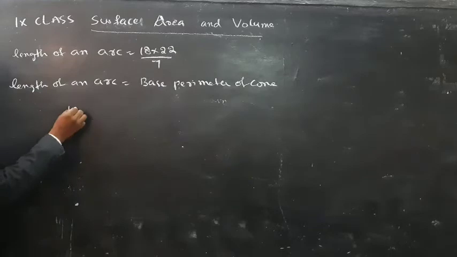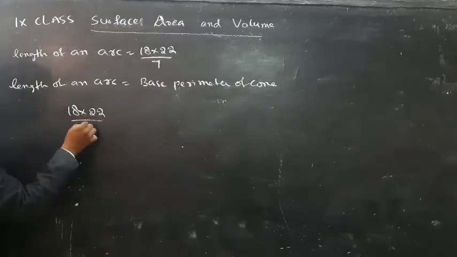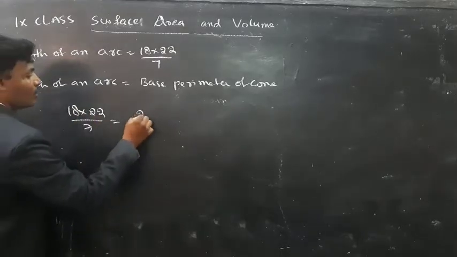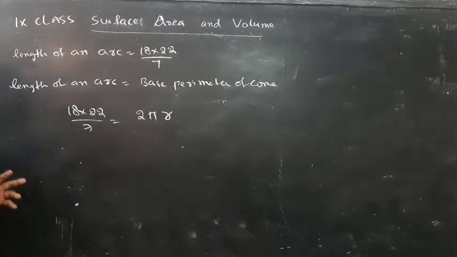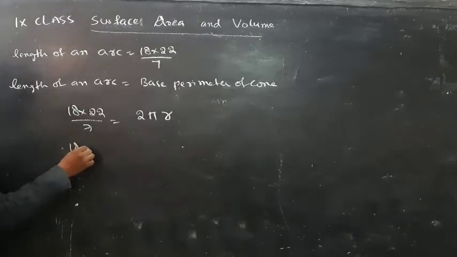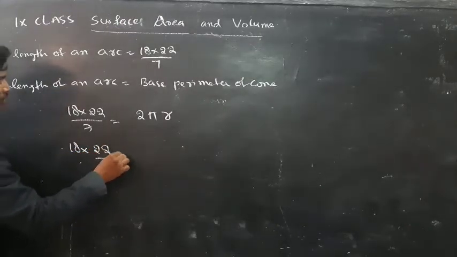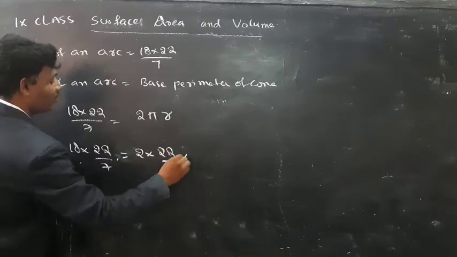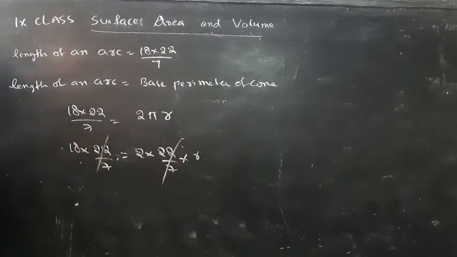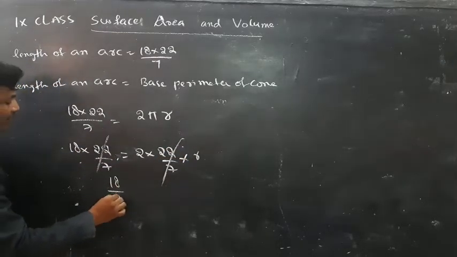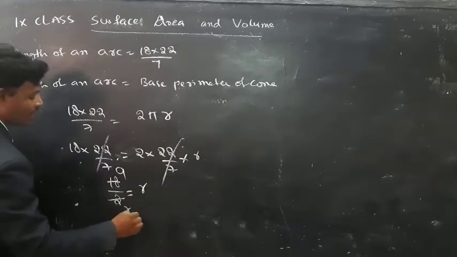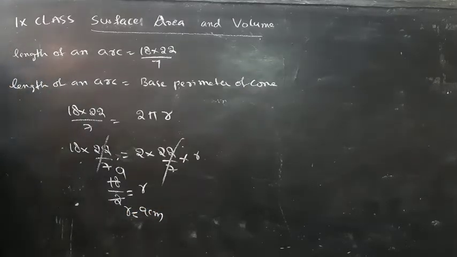So what is the length of the arc here? 18 into 22 by 7 is equal to the base perimeter, which is the perimeter of the circle, 2 pi r. So 18 into 22 by 7 is equal to 2 into 22 by 7 into r. 22 by 7 cancels, so finally 18 by 2 is equal to r. 2 nines are 18. r is equal to 9 centimeters.